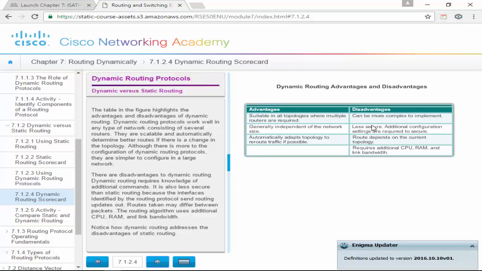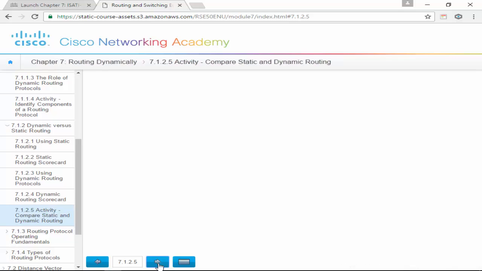Disadvantages can be more complex to implement, less secure. The route depends on the current topology, and it requires a more expensive router with CPU and RAM and link bandwidth. Alright.